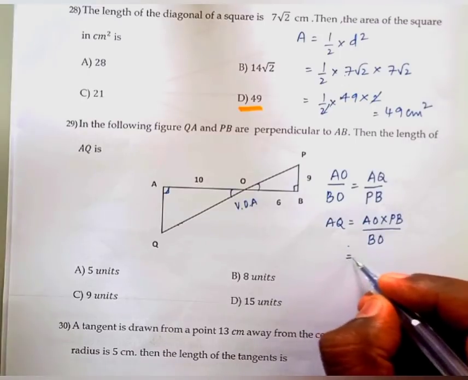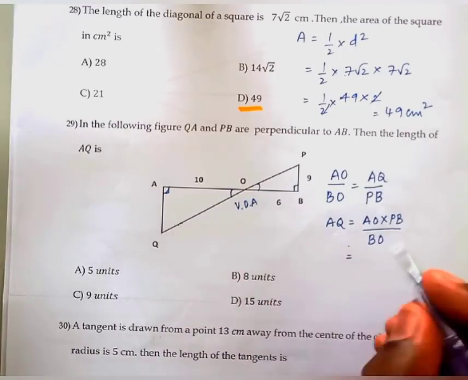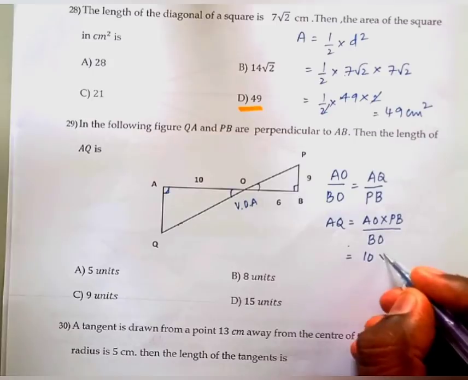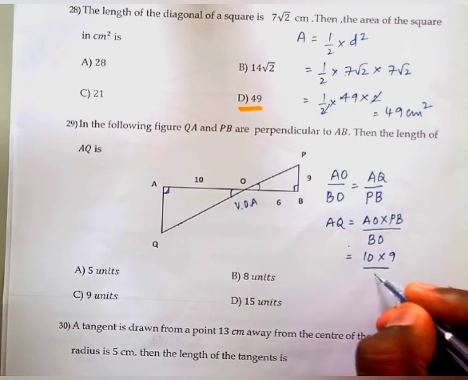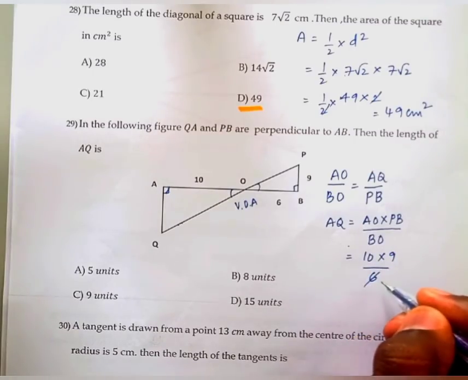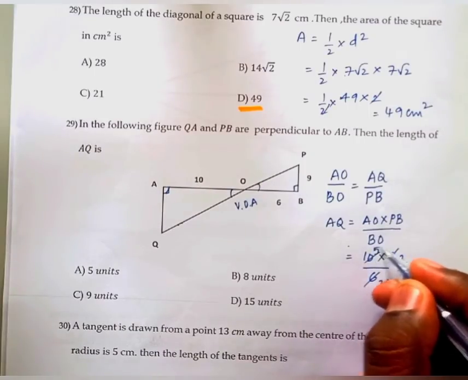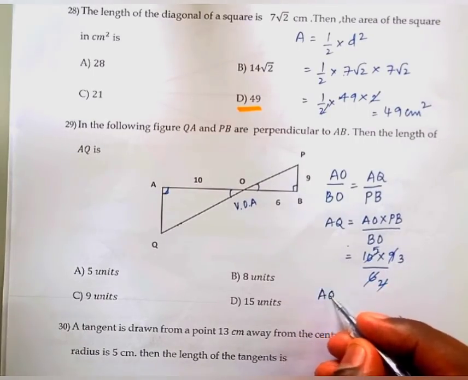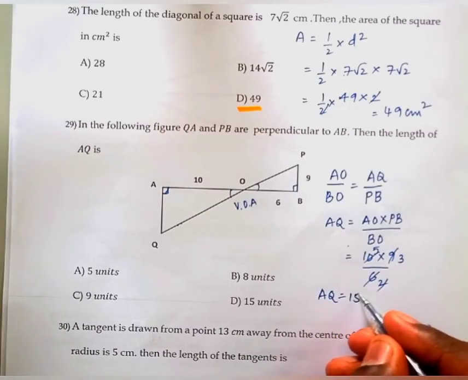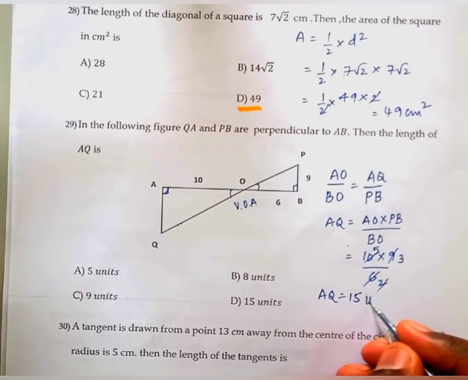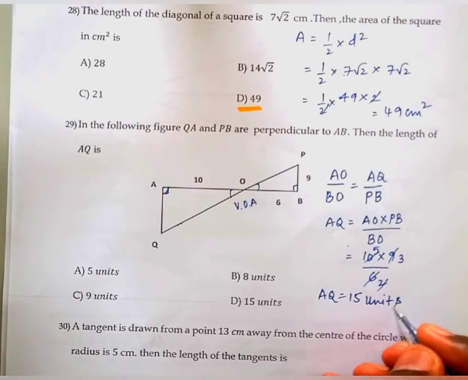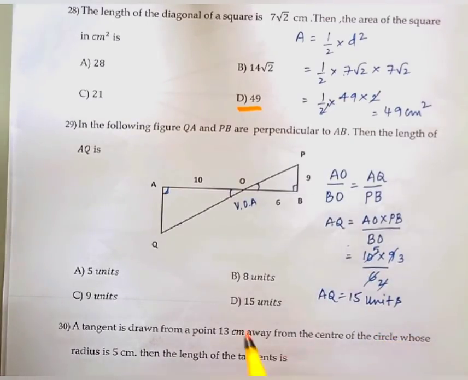What is AO? AO is 10, PB is 9, BO is 6. Therefore, simplifying, we get 15 units. AQ is 15 units. The correct answer is option D, 15 units.